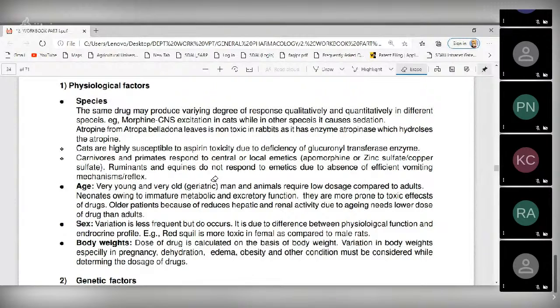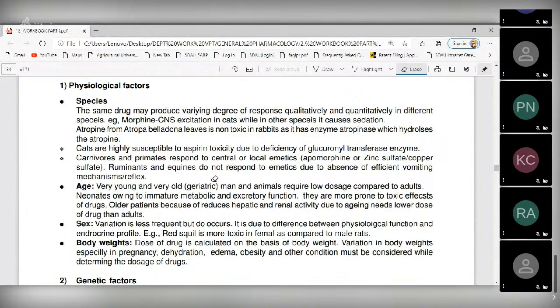The same drug may produce different degrees of response, qualitatively and quantitatively, in different species. For example, morphine is one drug which produces CNS excitation in the cat, while in other species it causes sedation. So this is an example of species difference in the modification of the pharmacological response.